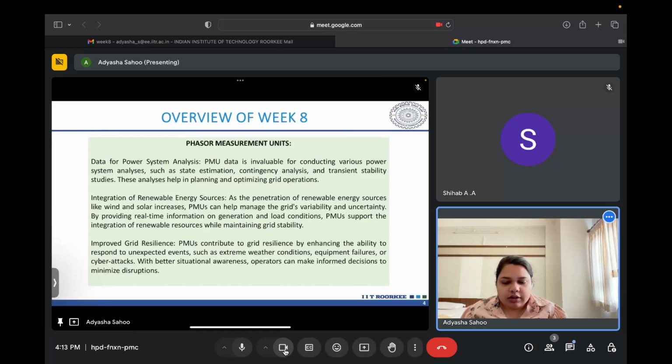Yeah, so as I said, these PMUs are giving the data for the power system analysis, such as your state estimation, contingency, transient stability studies. And these analyses help in planning and optimizing the grid operations or actions, basically. Then next, they also facilitate the integration of the RES because they are allowing.